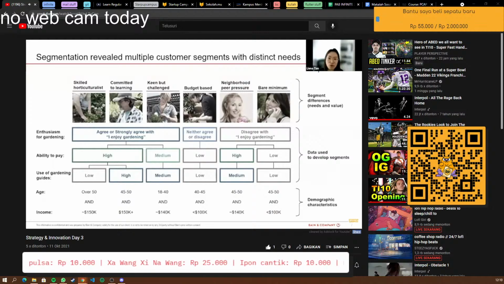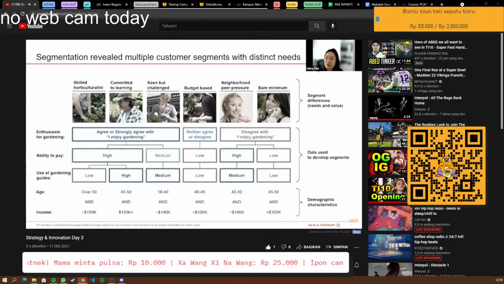Mereka tahu pupuk apa, merek apa, ya, all the different parts. Ada juga mungkin yang lebih kurang ketahuan, tapi they are very interested, gitu, they want to learn, right? Or there are people who just do it because, you know, their neighbors do it, ya, jadi dia orang juga mau ikut-ikutan, padahal nggak gitu terlalu interested lah, cuman mau kelihatannya ada sedikit gardening knowledge, right? So understanding here the segment needs and values is the first step, right?